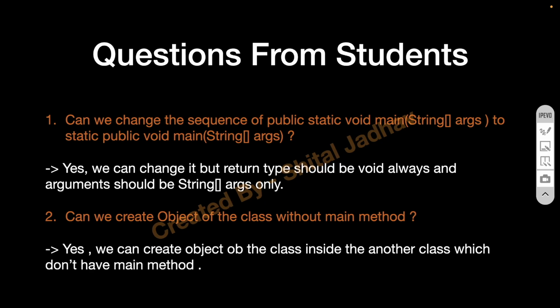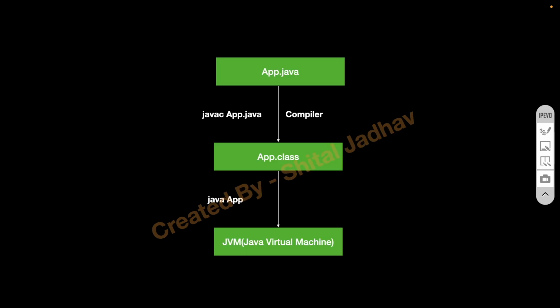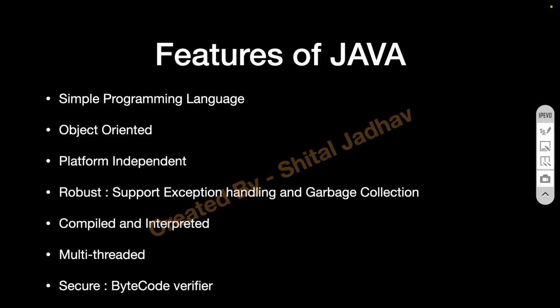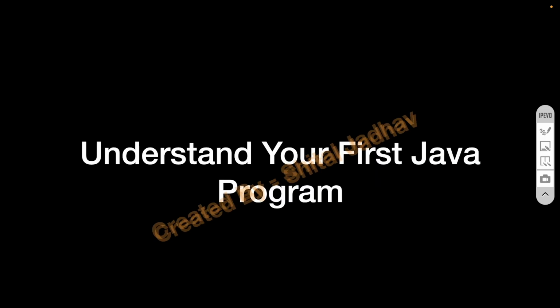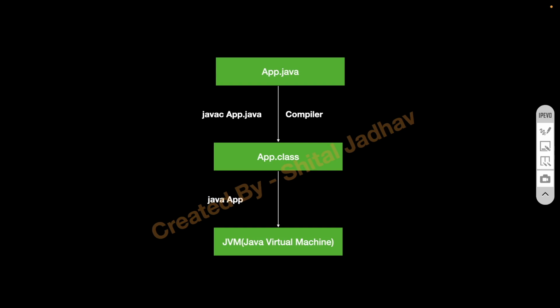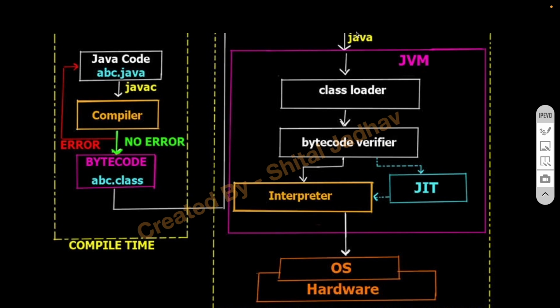So in today's session, what points have we covered? We have covered the features of Java, then what platform independent means, then we wrote our first Java program, and we understood how it compiles and executes, and what happens internally from the time we write the program until we get the output.